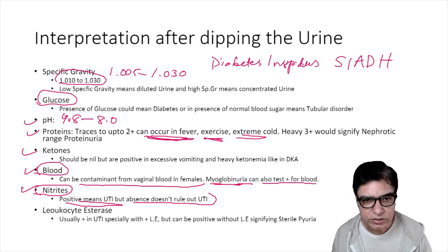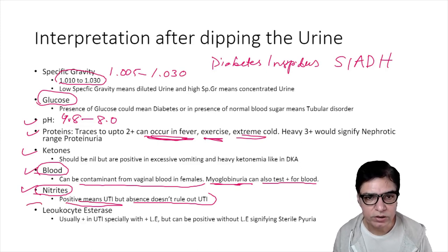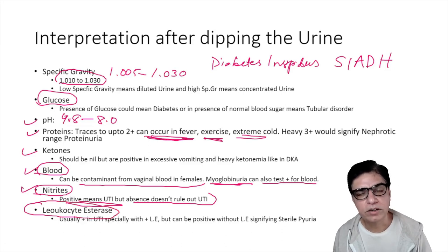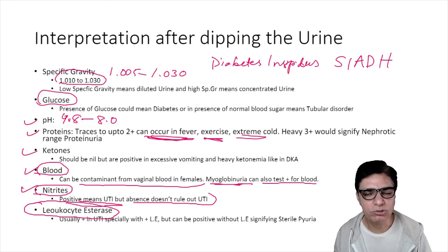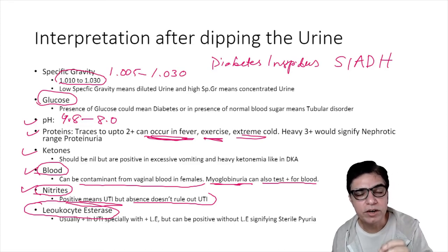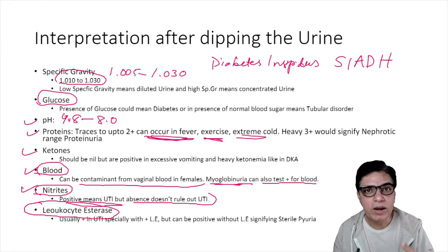The last but not the least is leukocyte esterase. Now leukocyte esterase basically tells you if there are white blood cells in the urine sample or not. Normally there should be no white blood cells, or even if there are, there should be just, on a high power field, less than 5. And if they are less than 5, they would not give you leukocyte esterase positive on the urine dip. So if leukocyte esterase is positive, it simply means white blood cells are coming.